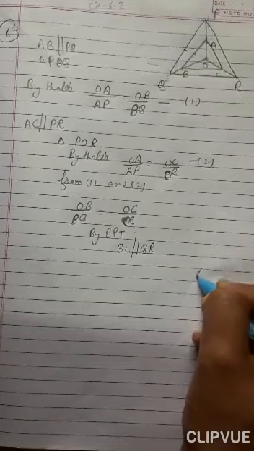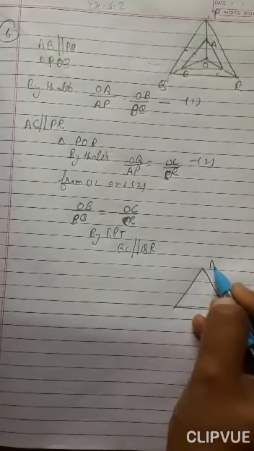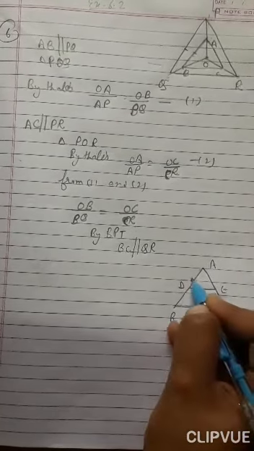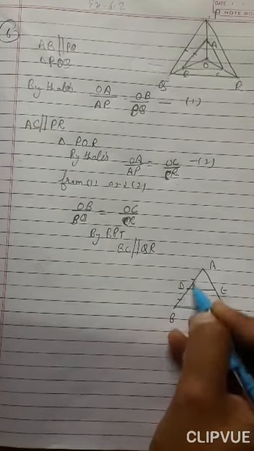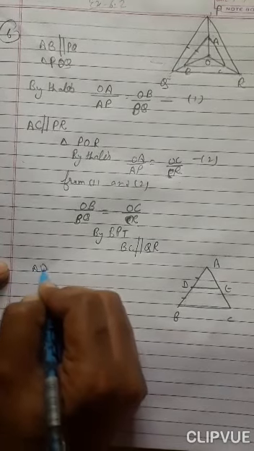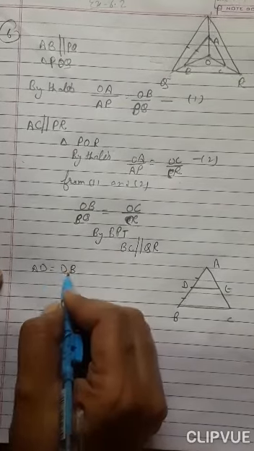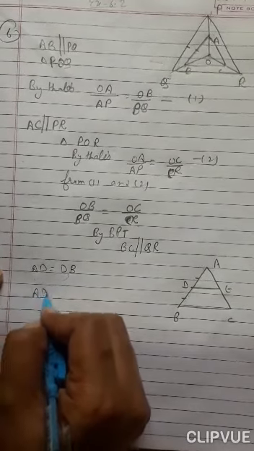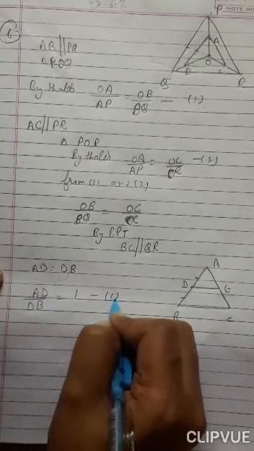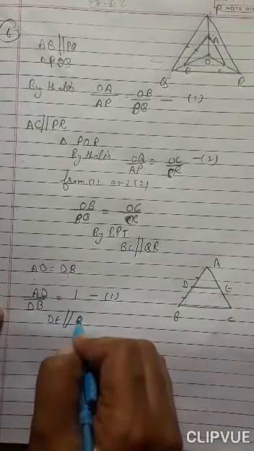Now we can draw the diagram first, the same as we have drawn in Thales theorem, with A, B, C, D and E. But here it is given that D is the midpoint, which means these two are equal. So when D is the midpoint, we can write AD equals DB. If AD is equal to DB, then if I transfer to the other side, AD over DB is equal to 1. So I have written that first, and already it is given that DE is parallel to BC.